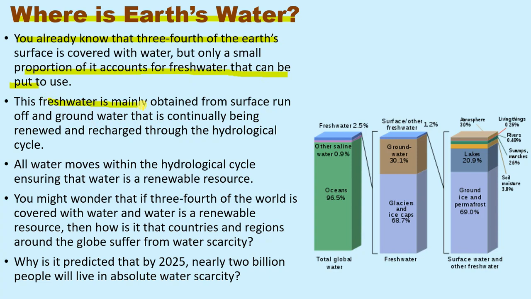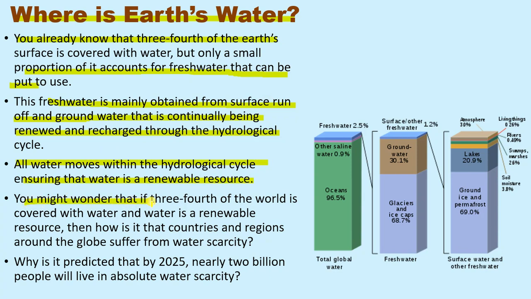So this fresh water is mainly obtained from surface runoff and groundwater that is continually being renewed and recharged through the hydrological cycle. You have studied in your different classes this hydrological cycle, and according to that hydrological cycle, water is recycled. All water moves within the hydrological cycle, ensuring that water is a renewable resource.